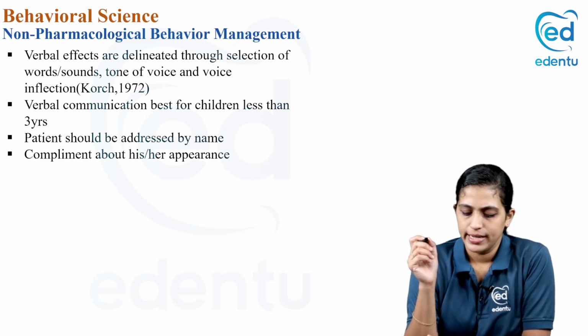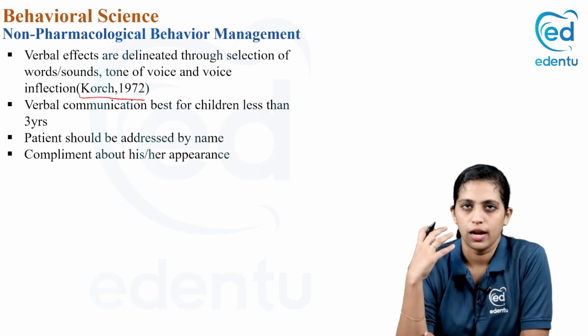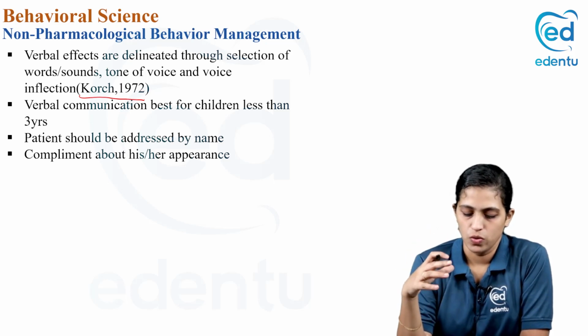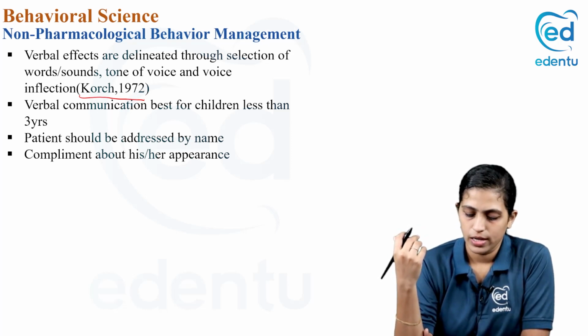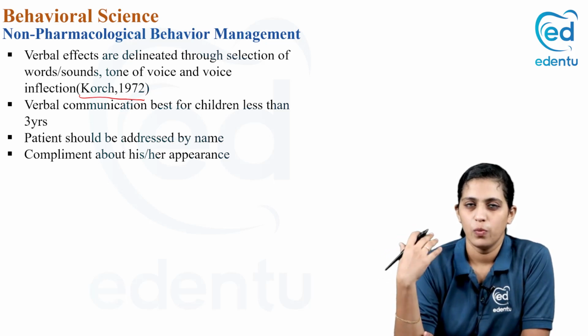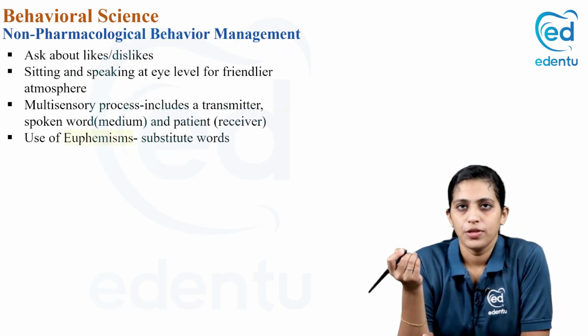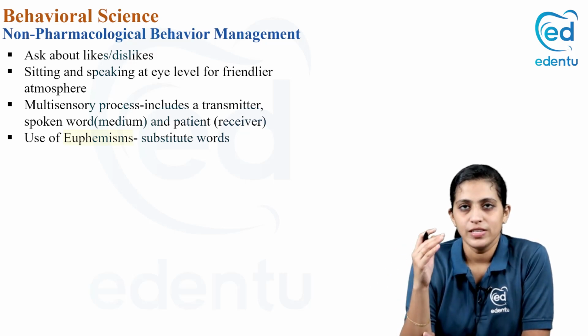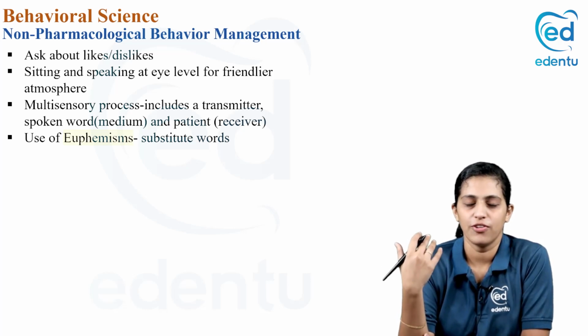So verbal effects are delineated through selection of words or sounds, tone of voice, and voice inflection. So according to Koch, we should use the correct type of words in the correct tone. That's what it states. And verbal communication is best for children less than 3 years, and the patient should be addressed by their name. And we should make sure that we compliment his or her appearance or the dress they have worn, etc. Then we should ask about the child's likes and dislikes. And if we sit with the child at eye level, it helps them feel a more comfortable and friendlier atmosphere.